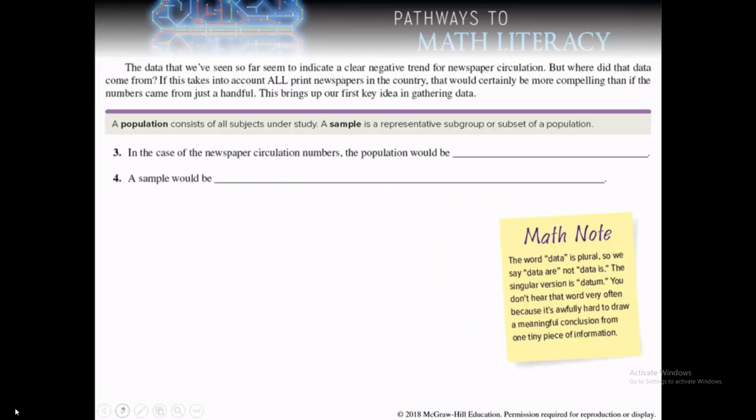In 3 and 4, we're looking at the definitions of population and sample. So in number 3, in this study of newspaper circulation numbers, what would the population be? Well, that would be the larger group of subjects under study. So we're trying to learn about all newspapers in America. And then in 4, what would a sample be in this case? Well, most likely we don't have circulation numbers on every single newspaper in America. So the sample would be a certain group of those papers that we do have the circulation numbers on that we can use.